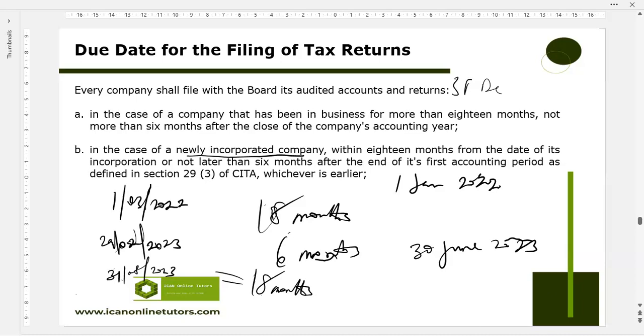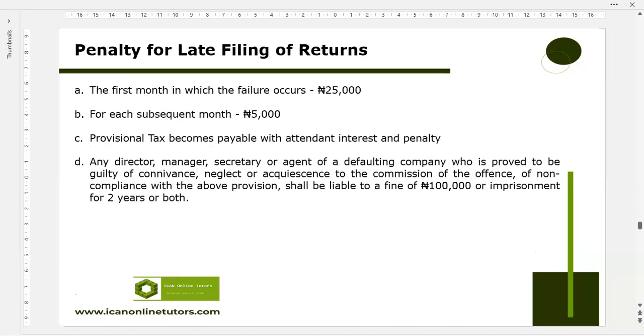If you have not commenced business as at 18 months after the date of incorporation, then you need to notify the FIRS that you have not commenced, so that they will not start accruing penalty for you. But in the case of a company that has been in business, it should be within 6 months after the close of the company's accounting year. The penalty for late filing, as we discussed earlier, is 10,000 for the first time, then 5,000 for subsequent failure. Any director, manager, or secretary of a defaulting company who is proved guilty of connivance, neglect, or acquiescence to the commission of the offense of non-compliance shall be liable to a fine of 100,000 naira or imprisonment for 2 years.